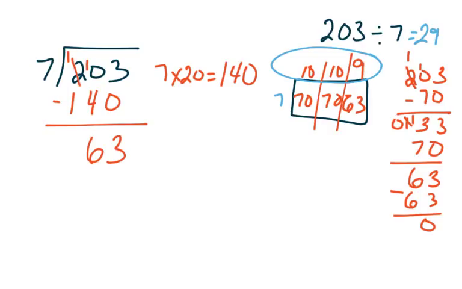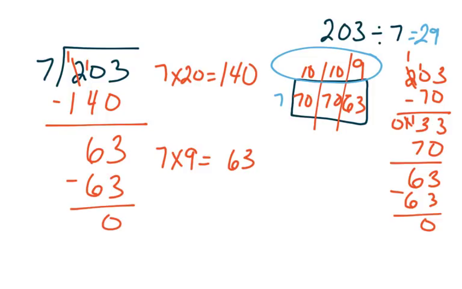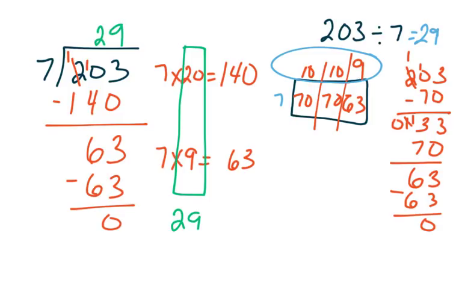Then I need to think, 7 times what gives me 63? Well, 7 times 9 gives me 63. And I'm going to subtract 63 from my whole, and I'm left with 0. My final step is for me to take a box around all of my partial quotients and add them up. And I have 29 as my final quotient. So there we have partial quotients.